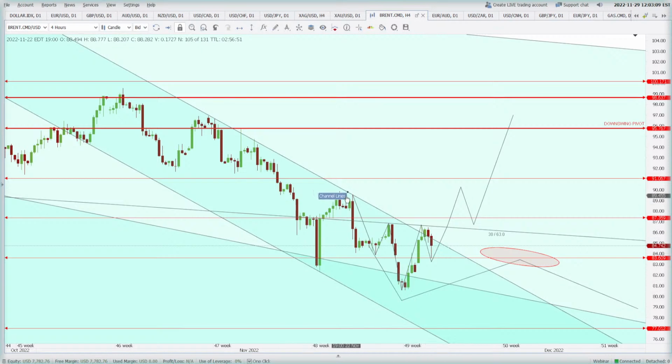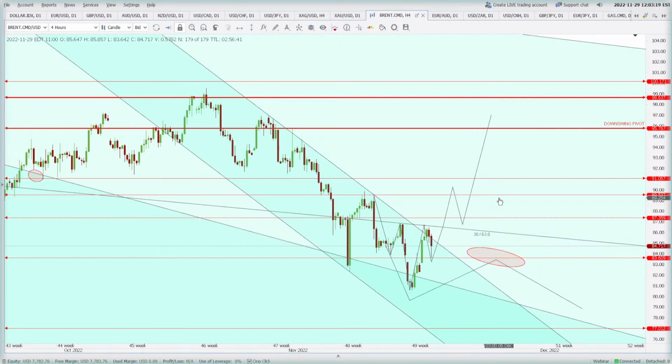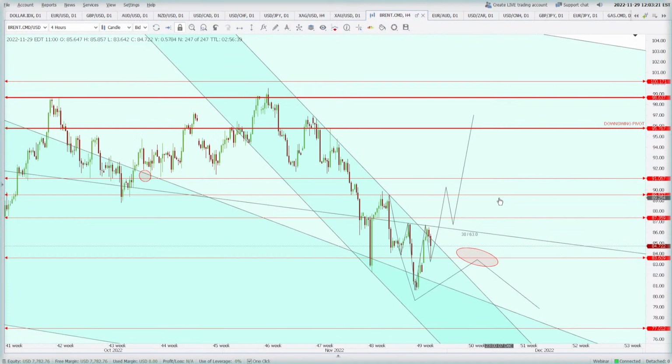Okay, and this becomes your downswing pivot now. So these are the important levels, guys. 89.53, I think we will be keeping our eye on. If that breaks, I think we can safely say that the uptrend has resumed in this market.